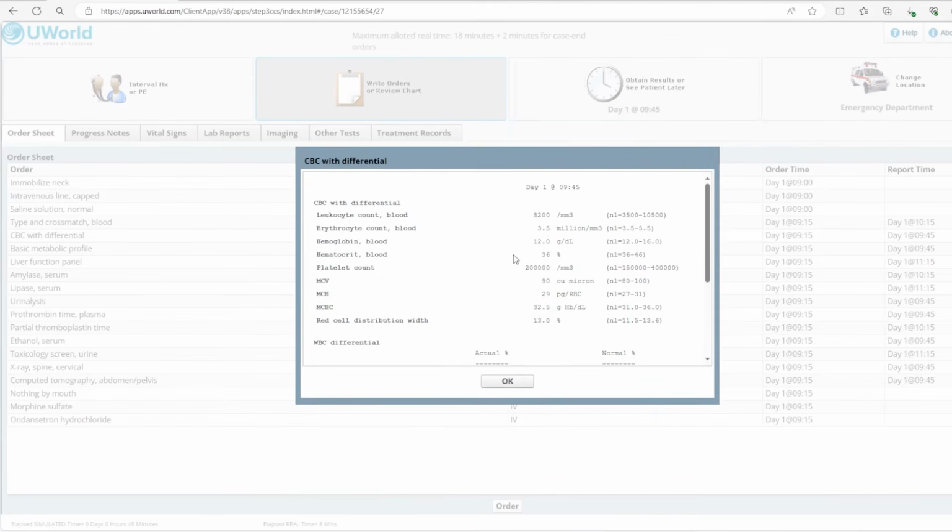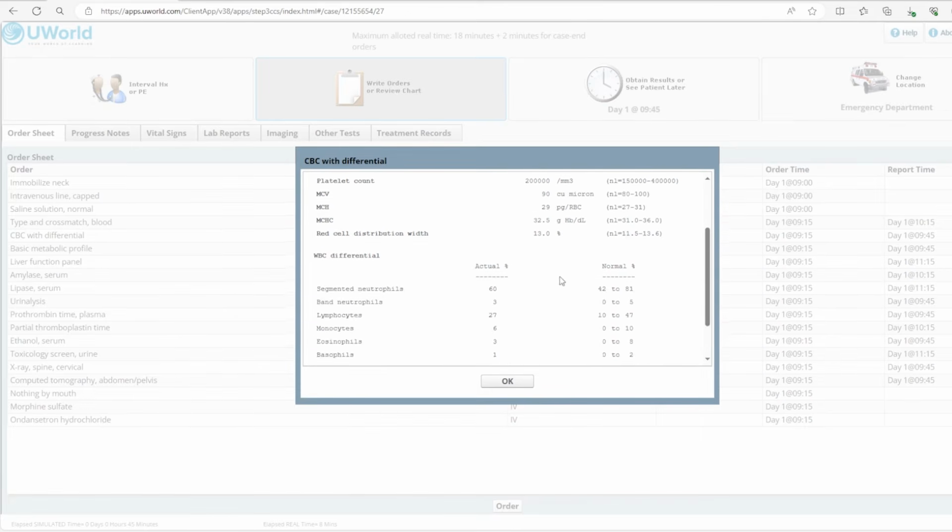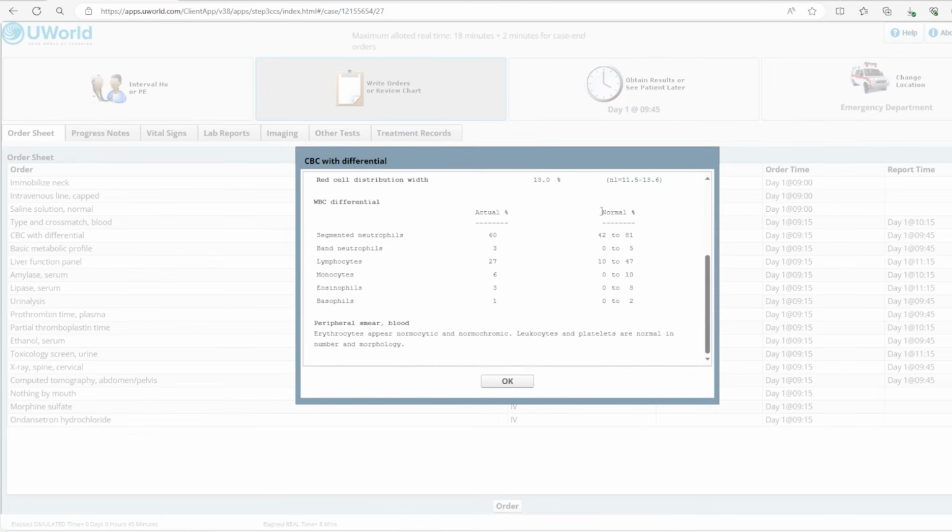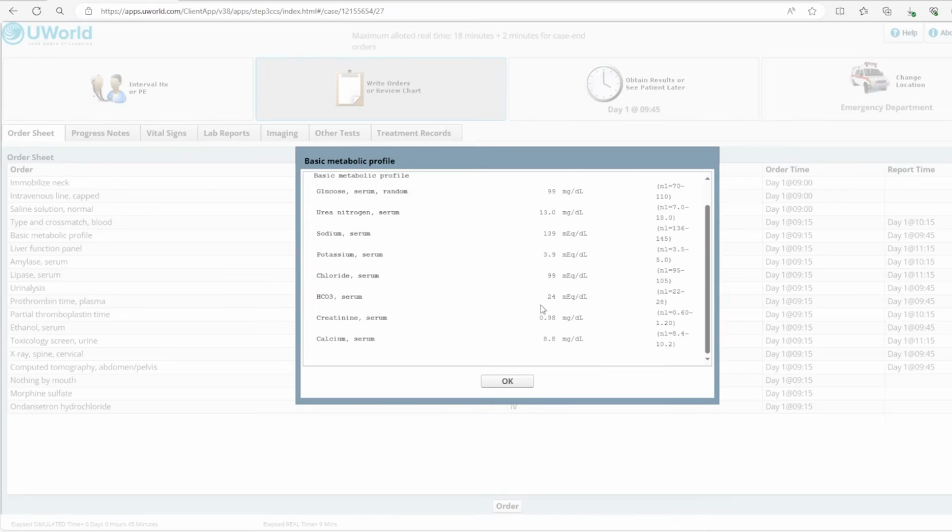Important things to keep in mind is the hemoglobin. Since we have abdominal injury, it's on the lower side, but it's not within normal limit. A white cell count is also within acceptable range, and platelet count is the same. And here is the differential. That's very important for infection cases to see the white count differential. We're gonna click OK and continue.